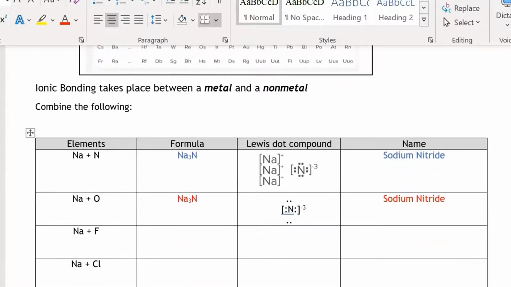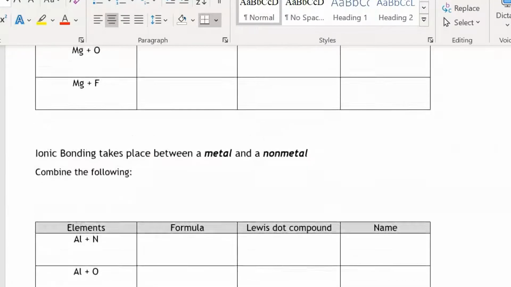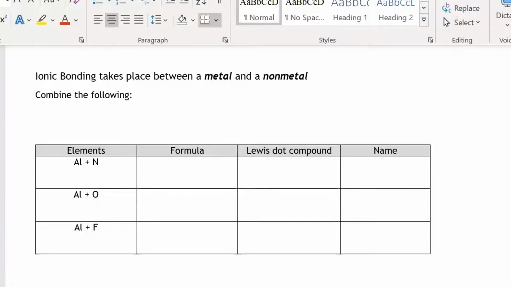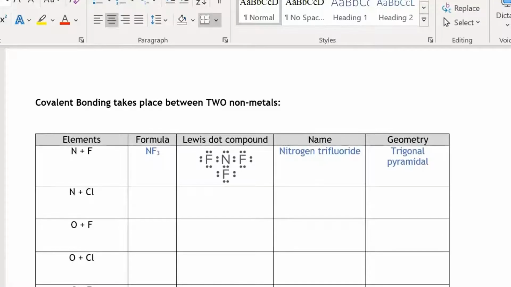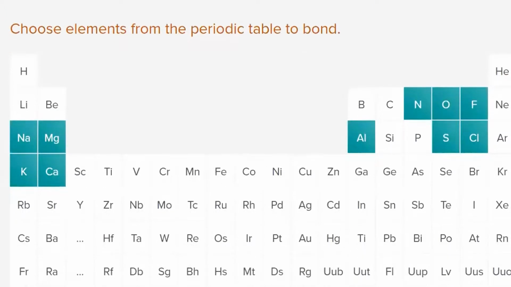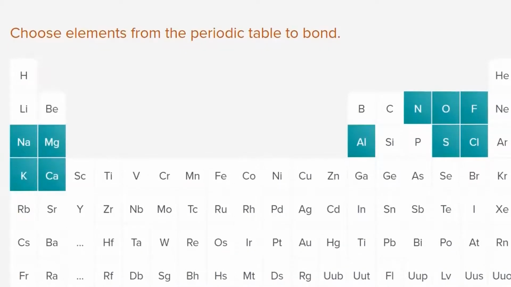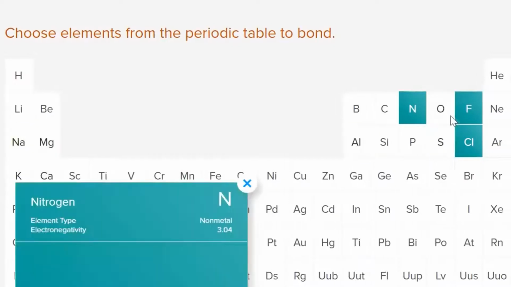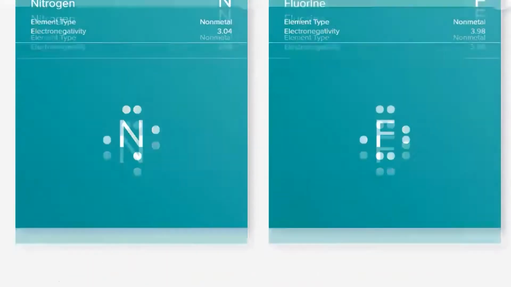And there's a series of problems for sodium in one table, a series of problems with magnesium in a second table, and 3 problems for aluminum in a third table. Now let's talk about covalent bonding, which takes place between 2 nonmetals. Head back to our simulation now. We're going to do 2 nonmetals, and the ones we're going to do nitrogen, nonmetal, and fluorine. And we're going to do covalent bonding.